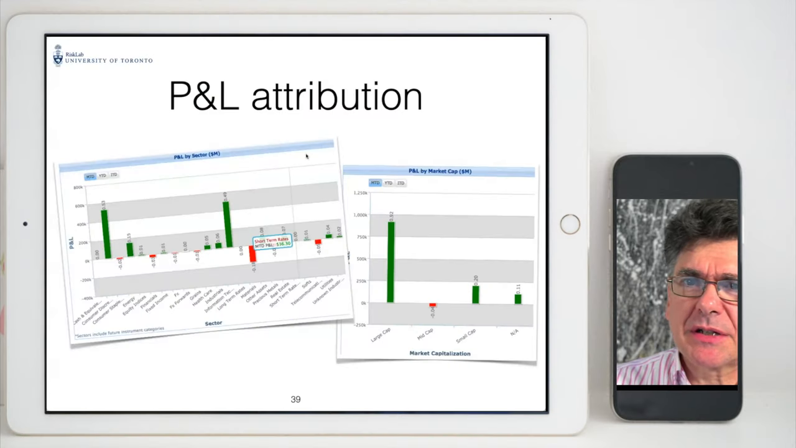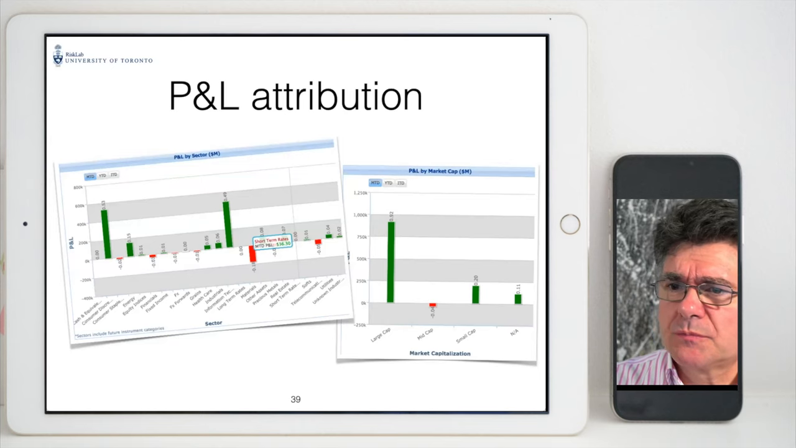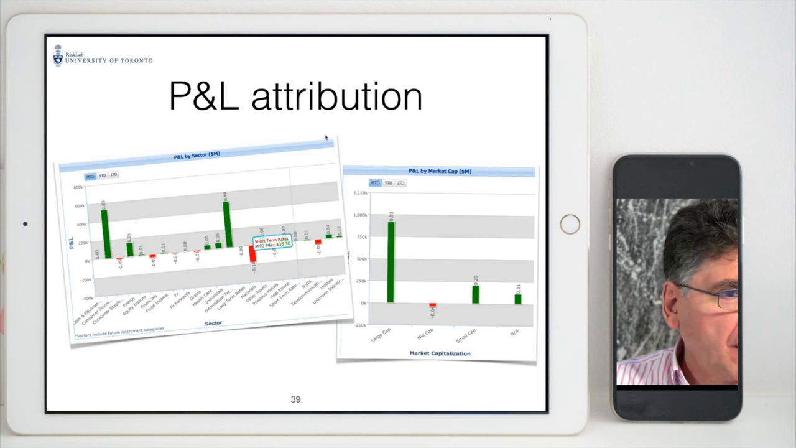Okay. Sorry, I can't remove this. I have to stop the share and reshare. Okay. Sometimes the display gets stuck. Okay. Good. All right.